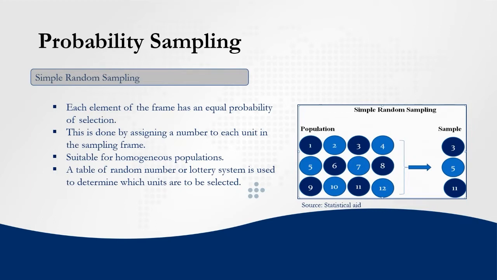But if you mix to ensure that everything is properly distributed, and you take one and another one, each one has the same chance of being sampled. So that's what happens with a simple random sampling scheme. As I've said, you assign a number to each unit in the sampling scheme.